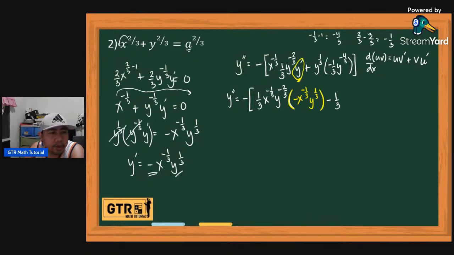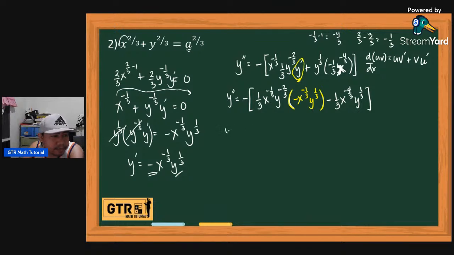So when we combine, they are both y. So v times u prime, so y raised to 1/3. So this must be x. Okay? Sorry for the mistake. So this is x. So we have negative 1/3 x raised to negative 4 over 3 y raised to 1/3.